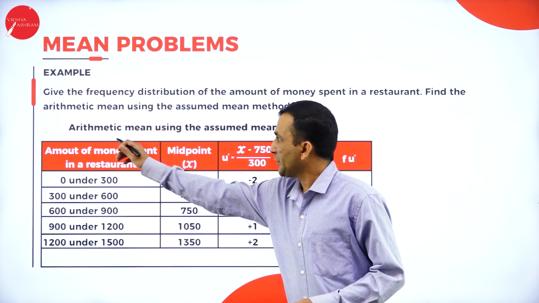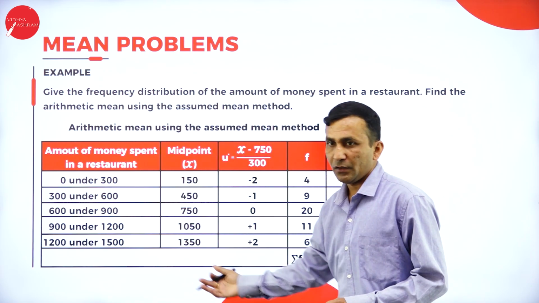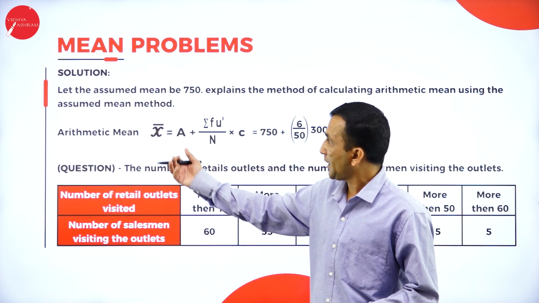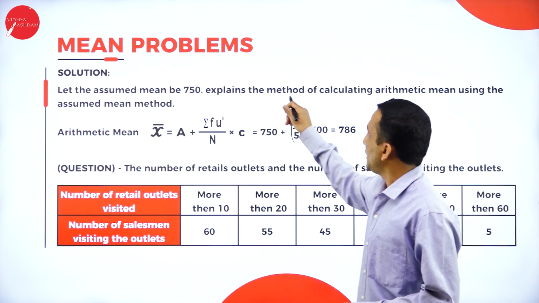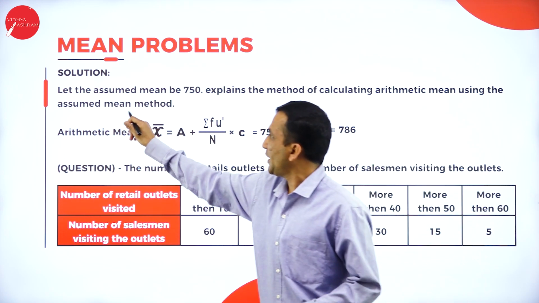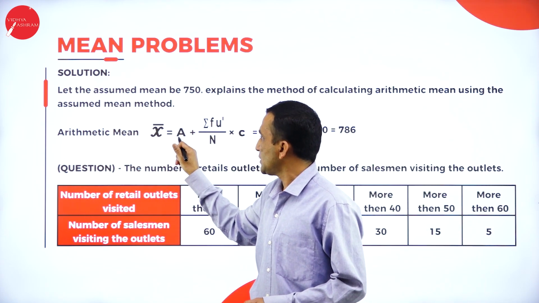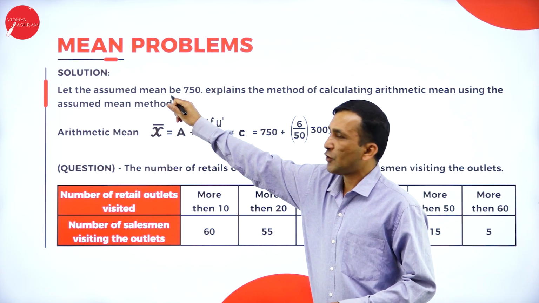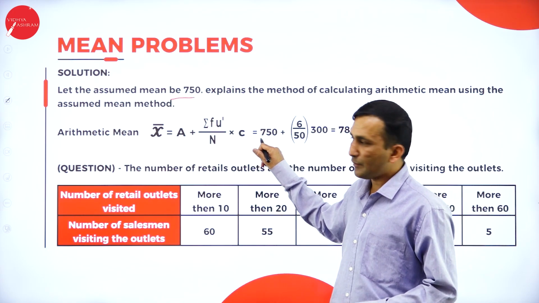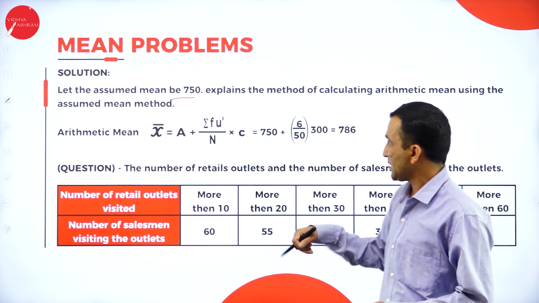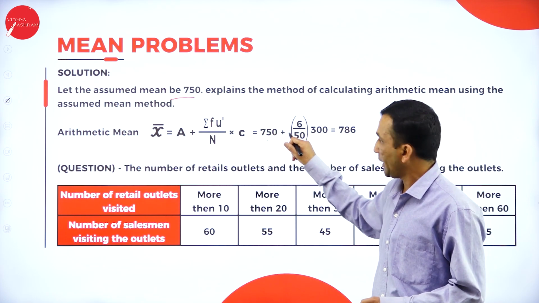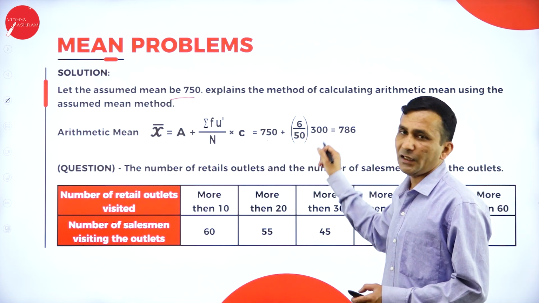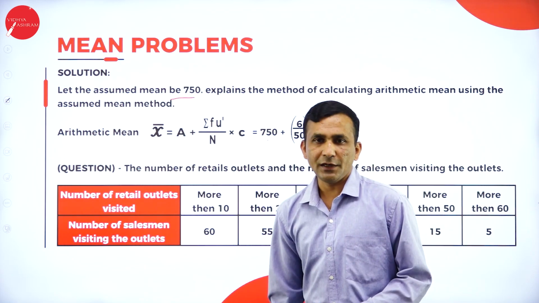The same problem, arithmetic mean using assumed mean, gives the same thing according to the formula. Let's assume a mean of 750. The arithmetic mean x bar is equal to A plus sigma fu dash divided by n, into C. In the A place I am writing 750, and sigma fu dash from the previous slide we got as 6 after taking them together, divided by 50, my total frequency. Multiply by the equal distance, 300. Finally if I substitute, I get the mean value 786.